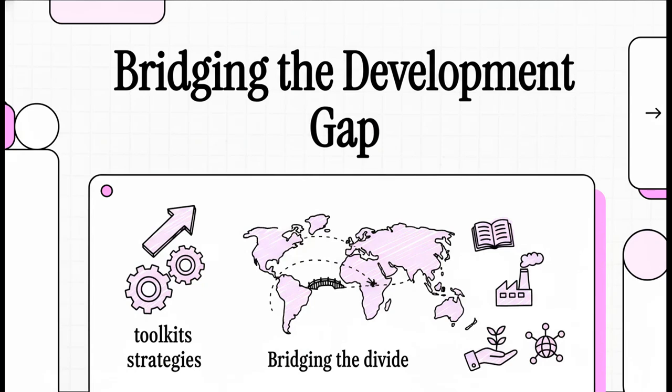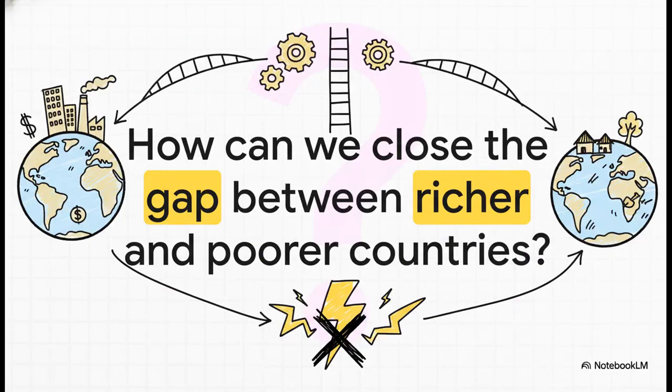All right, let's jump right in. Today, we are tackling one of the biggest challenges out there, the global development gap. And we're going to explore a whole toolkit of different ideas and strategies designed to help close that gap. So, let's just put the big question on the table right away. How do we actually do this? How can we meaningfully close the enormous gap between the world's richer and poorer countries?